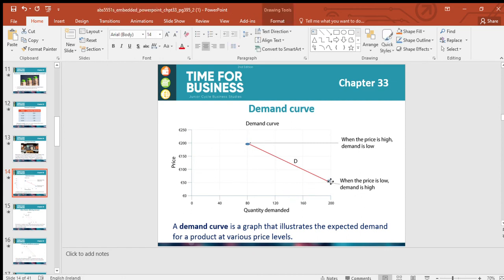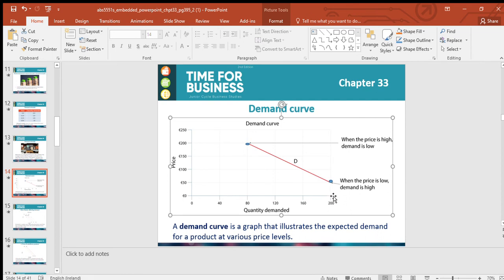Now I have my 2 points. I know that if this is my point, this is my amount of demand when my price is 50. And when my price is 200, this is my demand. I can draw my line. So when the price is high, demand is low. When the price is low, demand is high. A demand curve is a graph that illustrates the expected demand for a product at various price levels.